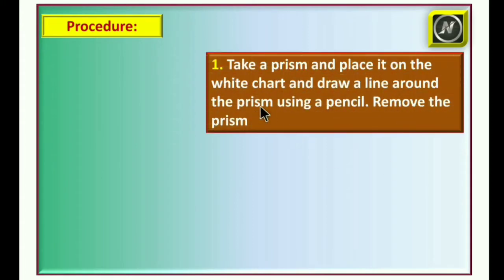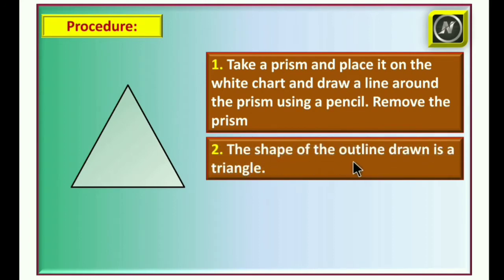Coming to the procedure. First, take a prism and place it on the white chart and draw a line around the prism using a pencil. Remove the prism. The shape of the outline drawn is a triangle. See here, it is a triangle.